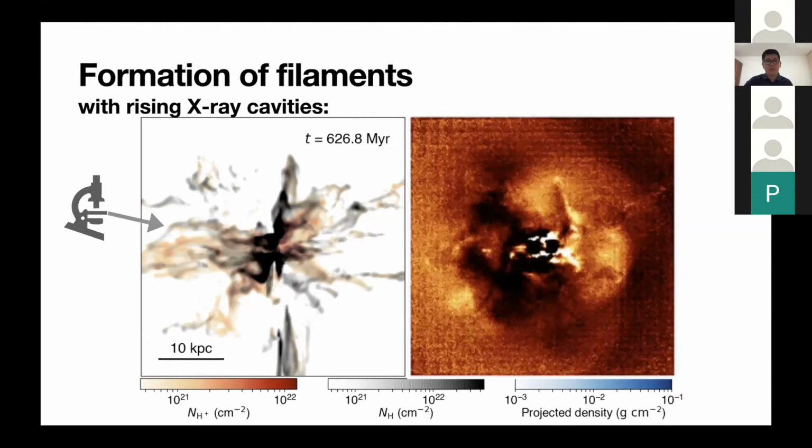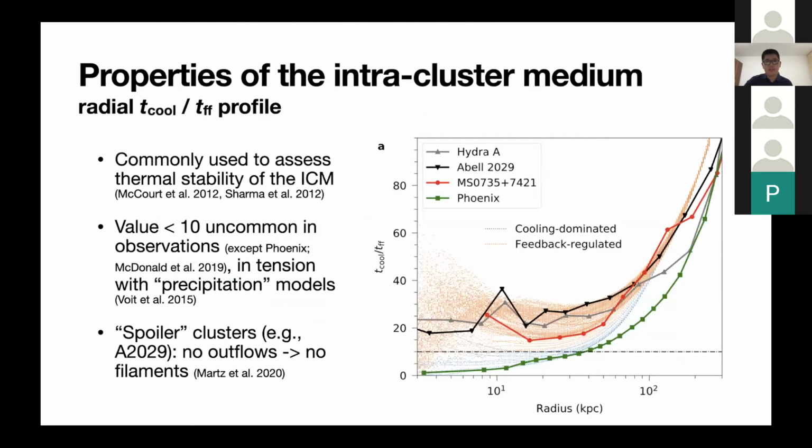If we look at the thermal properties of the hot gas, the quantity called the cooling over freefall timescale ratio is often used to assess the thermal stability of the intra-cluster medium. Previously people thought that if the ratio falls below 10, then the gas will cool before it falls into the center, thus forming filaments in a precipitation manner. However, in observations, this is actually rarely seen. Values below 10 are very uncommon in our observations, with the exception of Phoenix, which is a very special system, sort of in the turmoil of a cooling flow.